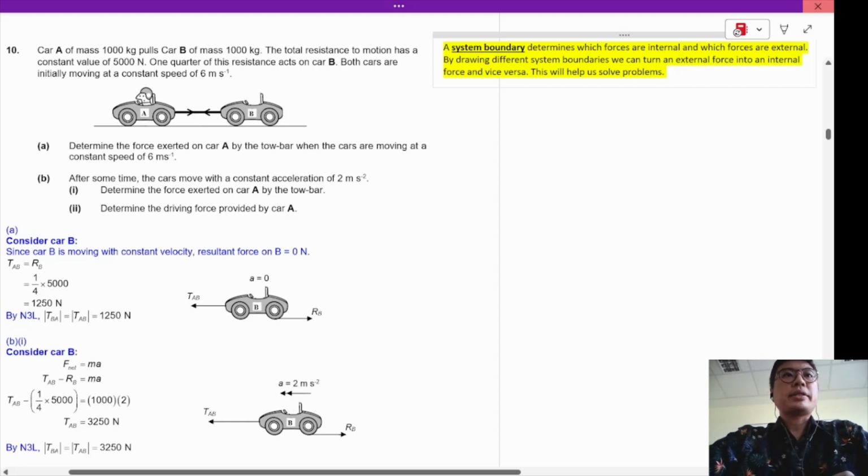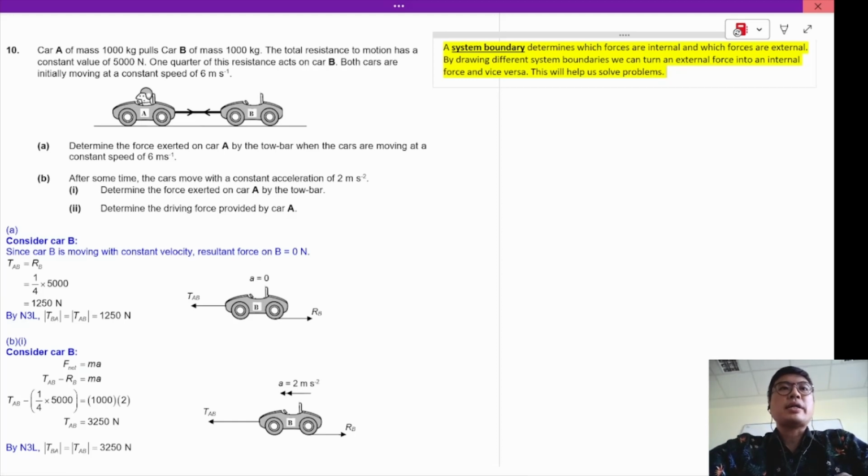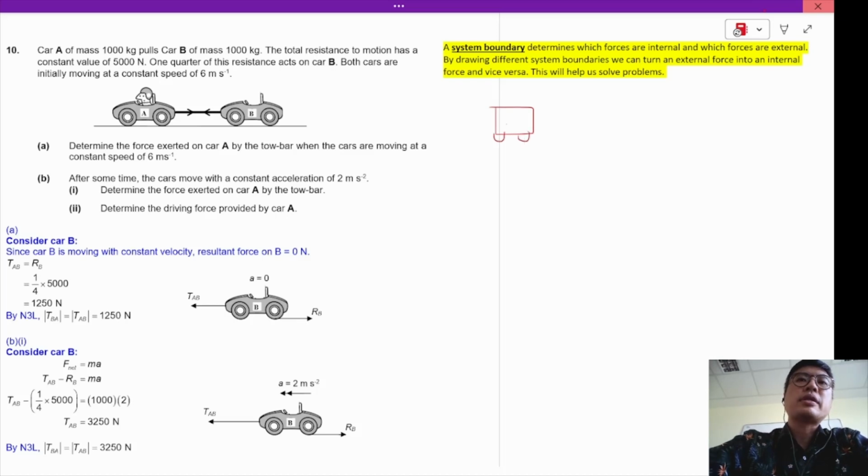All right, let's take a look at question 10. Here we have two cars, A and B, both of the same mass of 1000 kg, but one of them has more resistance force and one of them has less resistance force. So let's draw in all of the forces acting on both the objects. Here's A and B. They are both 1000 kg, and one of them has a resistance force of 1250 newtons, because it is a quarter of 5000 newtons.